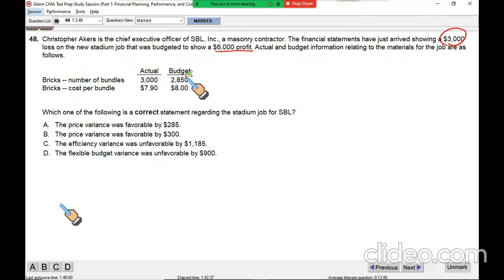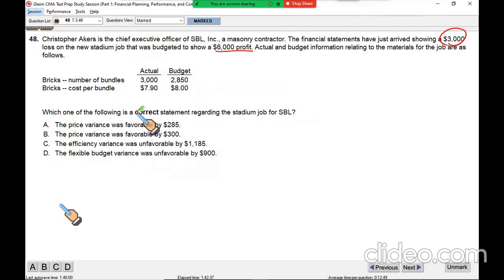But we thought we would use 2,850 bundles, but we actually used 3,000 bundles. Bundles of brick, 2,850 were budgeted, but we actually used more. So clearly the budgeted quantity was less, and the actual quantity was more. Price was $8 per bundle, but we paid $7.90, less. So the price variance is clearly favorable, but the usage is adverse.